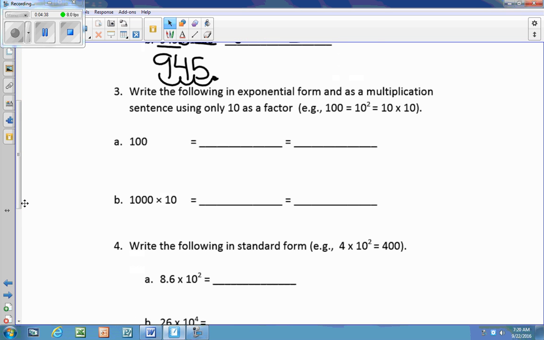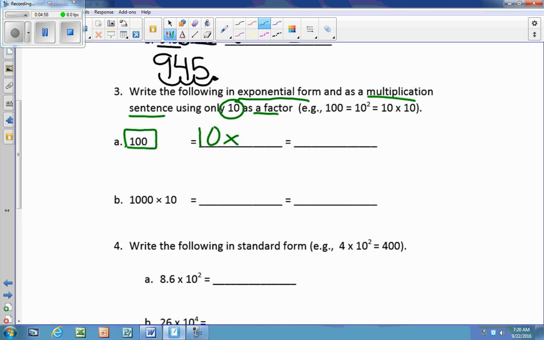Question 3. It says to write the following in exponential form, and then to write a multiplication sentence, but we can only use 10 as a factor. So when I look here, I think of how can I make 100 using just tens, and I can do 10 times 10. Then in exponential form, I'm going to write my 10. And how many times did I multiply 10? I multiplied it 2 times.